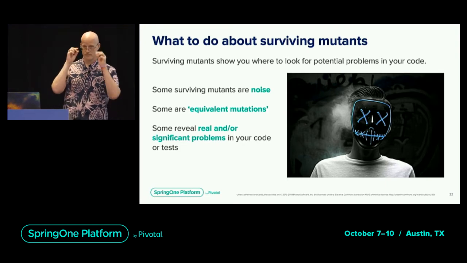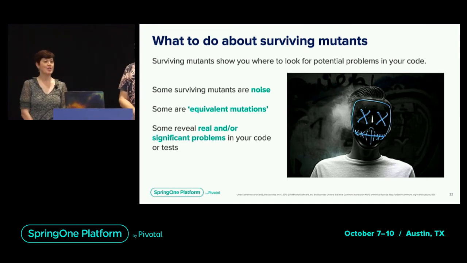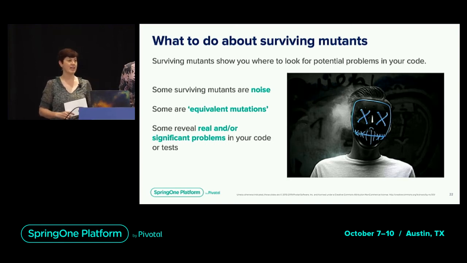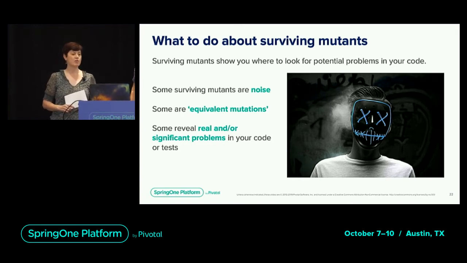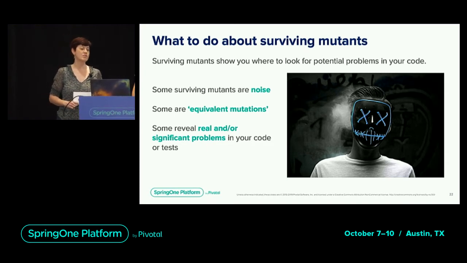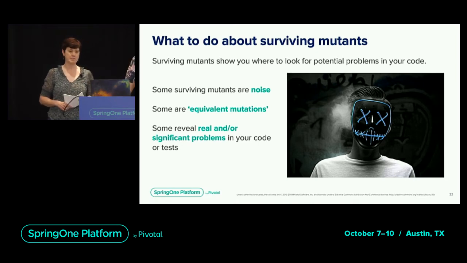Okay, so what do you do about these surviving mutants? We didn't make these up. There's 2 specific categories. We added another one, which we were calling noise. And noise is a flavor of the second category, which is equivalent mutations. We're going to talk more about all 3 of these. So some are noise, some are equivalent mutations, and some are real problems or significant issues that are in your code or in your tests. So we'll talk more about each of these.